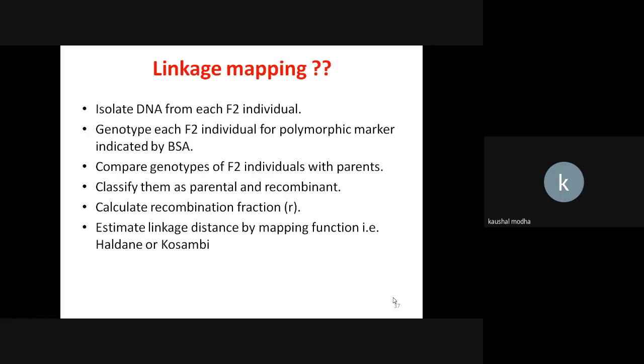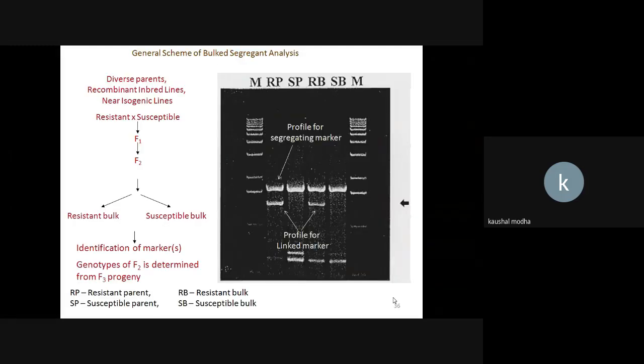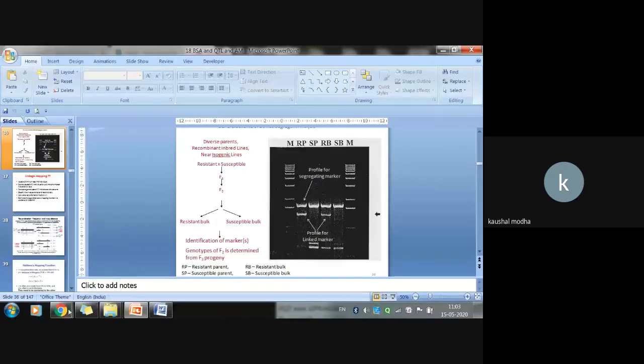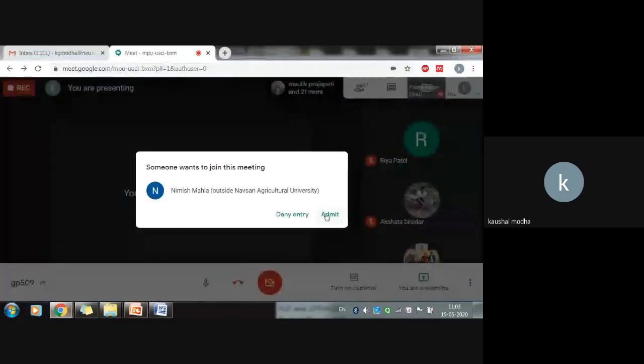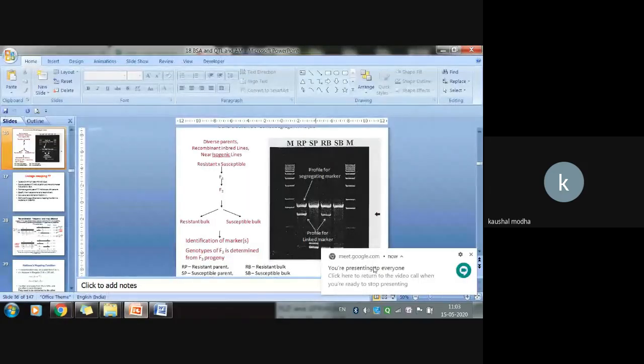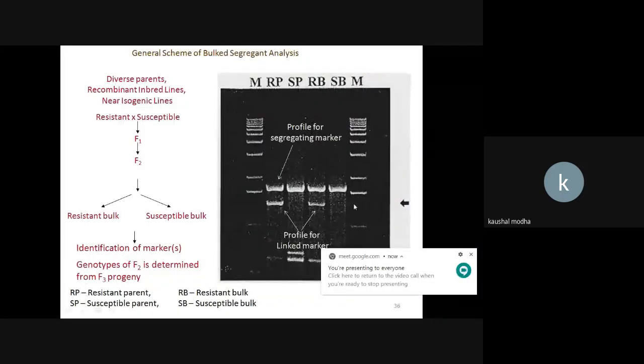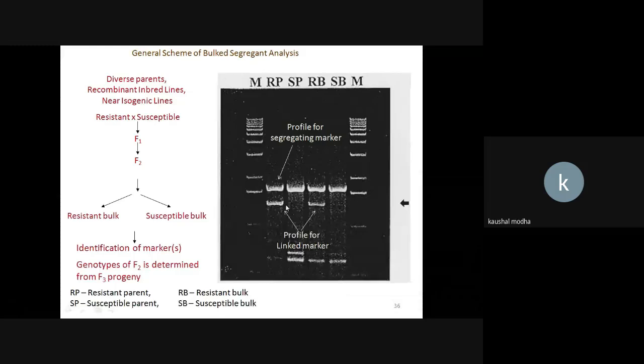So yesterday we left with bulk segregation analysis (BSA), where we could find that this pattern of bands, if it is persistent, means presence of a band in one parent and absence of a band in another parent, according to the type of marker present. This is the pattern we get for a dominant marker.